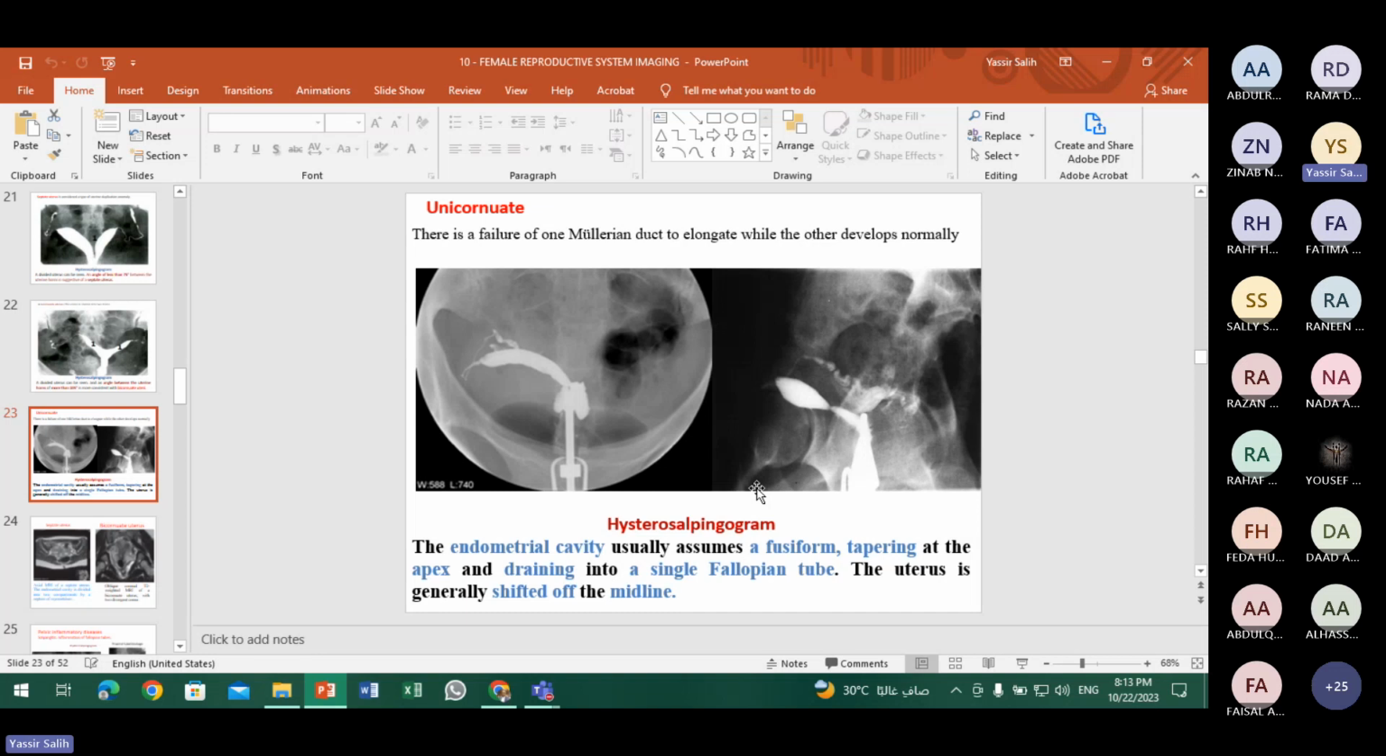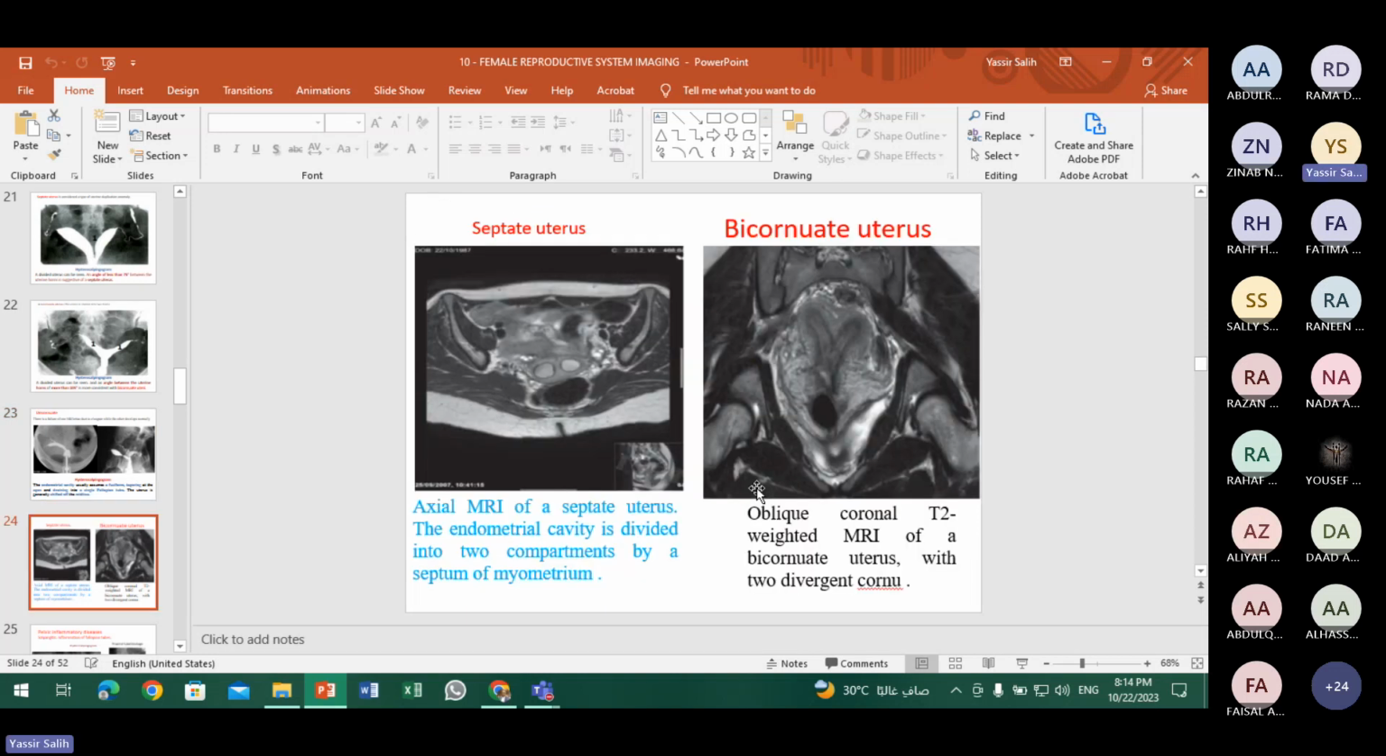What other imaging technique can help us in assessing these congenital anomalies, and is the gold standard, more informative than the HSG? MRI. Yes, MRI is the gold standard for congenital uterine anatomy.